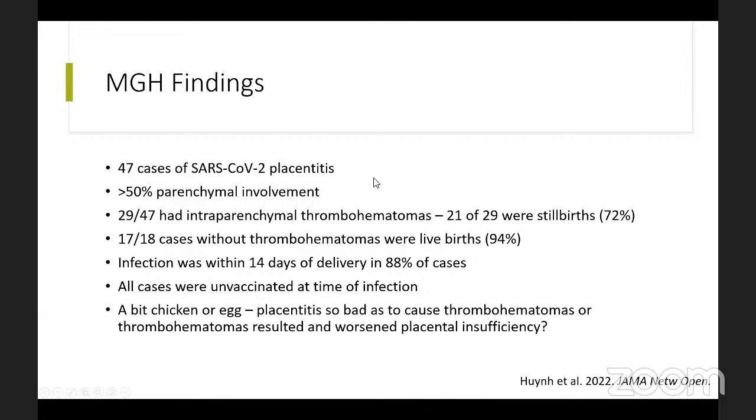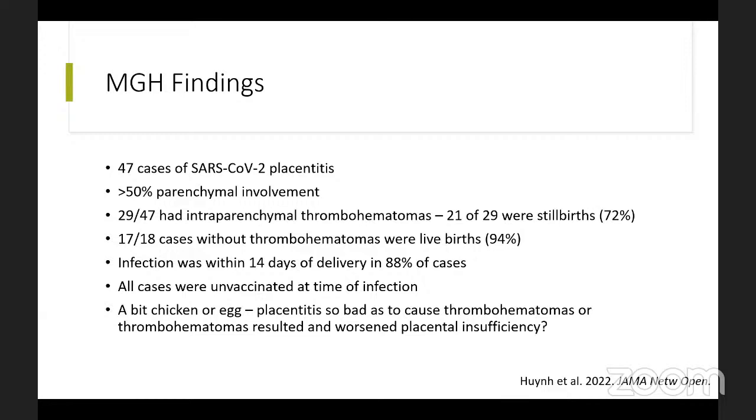So we had looked at SARS-CoV-2 placentitis in this study that had ended both in live birth and stillbirth. And 21 of 29 of our stillbirths, or 72%, showed these intraparenchymal thrombohematomas. And then interestingly, of 18 cases without thrombohematomas, 17 were live births. So in general, cases that didn't have thrombohematomas tended to do better. And in all of our cases, infection was very recent, so within 14 days of delivery in 88%. And importantly, all of our cases were unvaccinated at the time of infection.